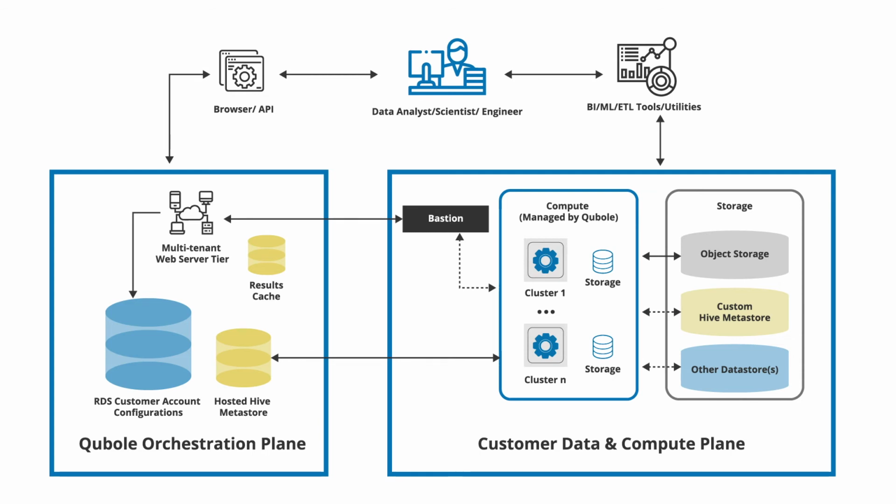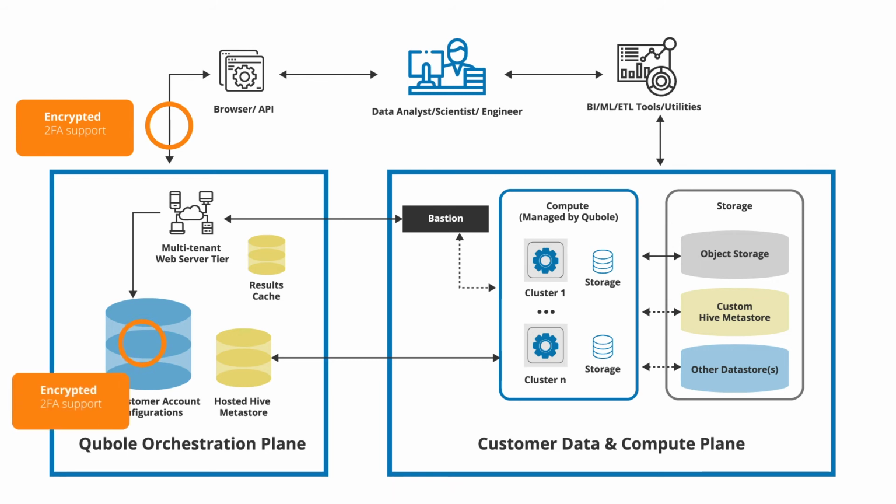The QDS architecture is designed with security in mind. A user accesses the Kubel UI through two-factor authentication support, and the user configuration database, which resides in the Kubel tier, is encrypted. Also, it is important to note that the user accesses Kubel via the Kubel orchestration plane. However, all the data processing happens in the customer plane, which means customer data always resides in the customer's account.